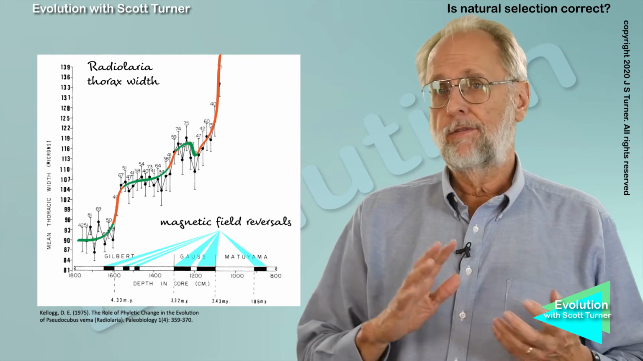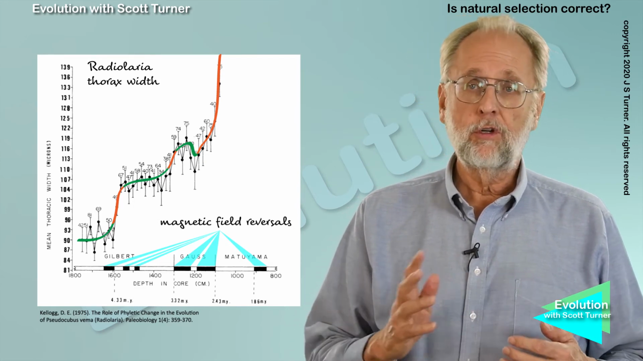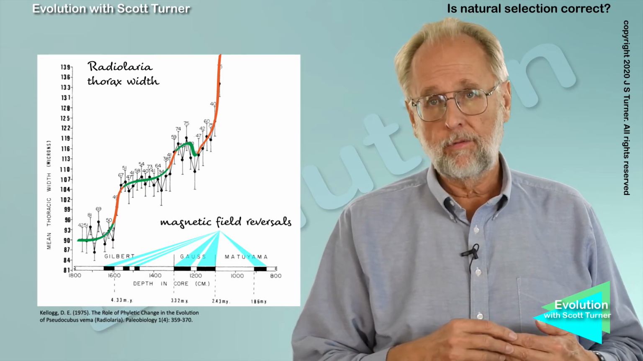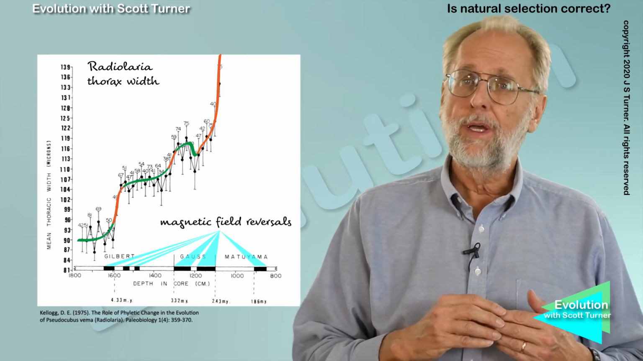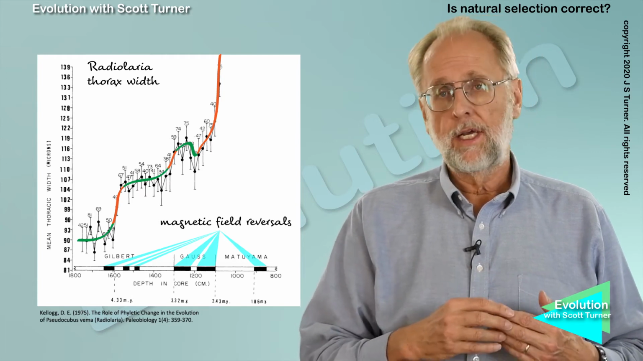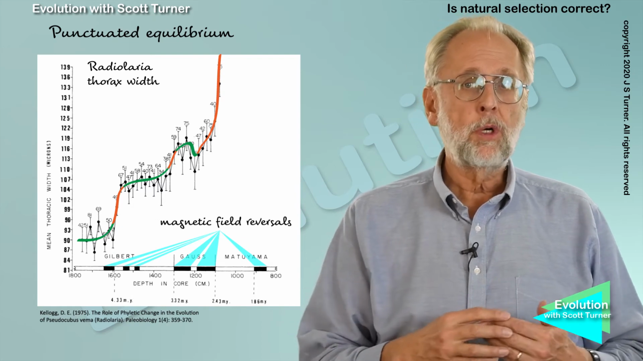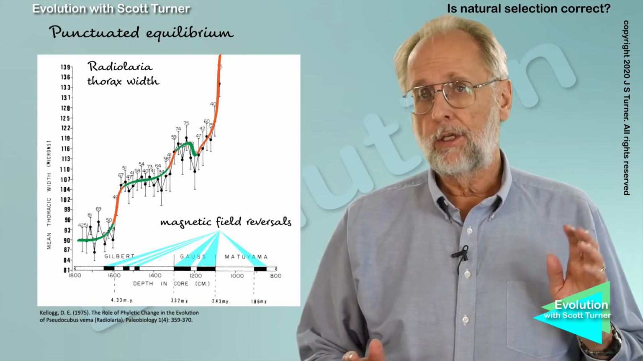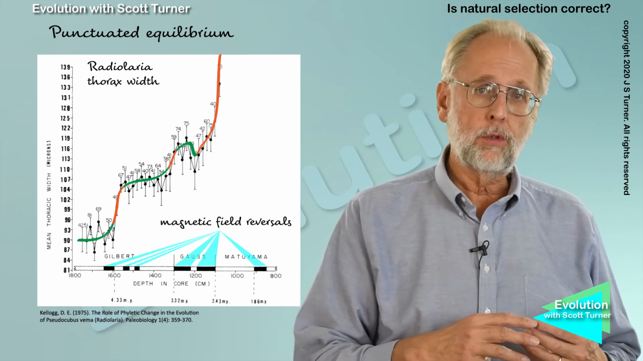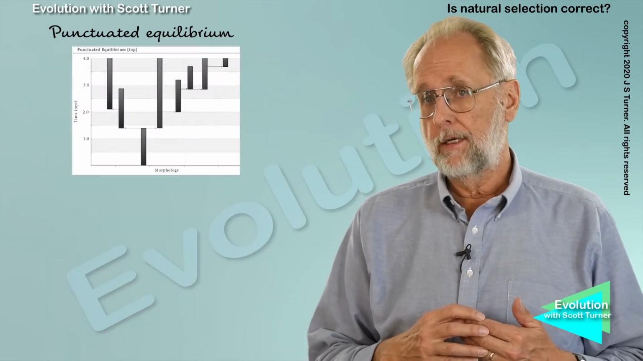Okay, these data are for just one record, but similar patterns show up frequently enough to have prompted an alternative view of evolution, a kind of Cuvierism without the catastrophism. This is known as the theory of punctuated equilibrium, proposed by two prominent paleontologists, Niles Eldredge and Stephen Jay Gould. Here's how punctuated equilibrium is usually portrayed.